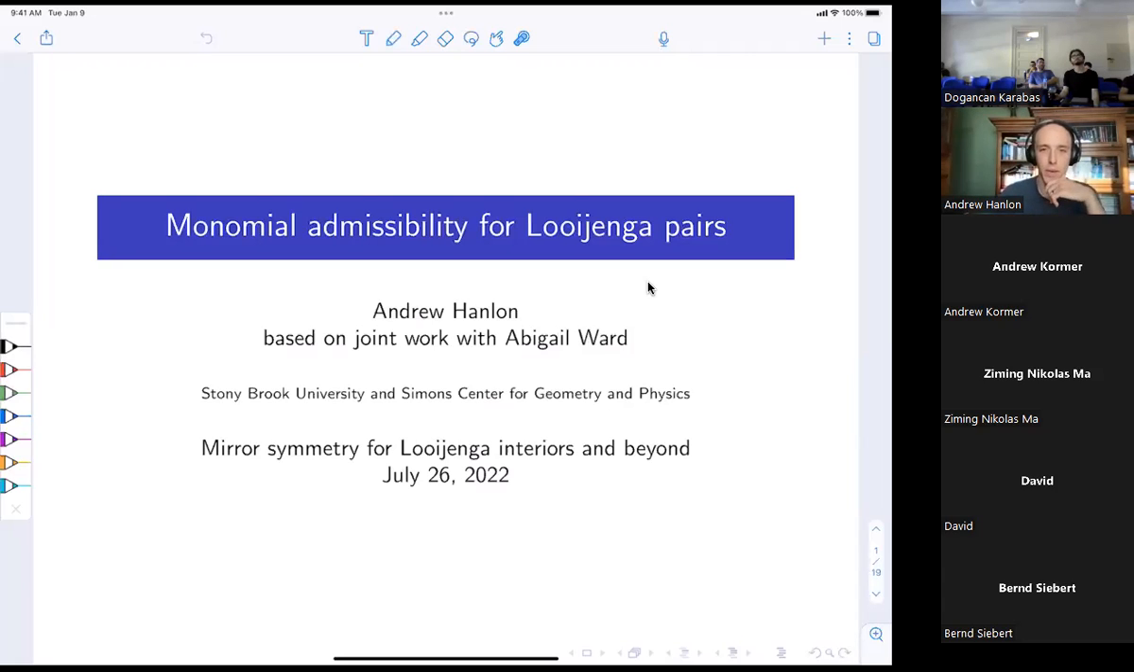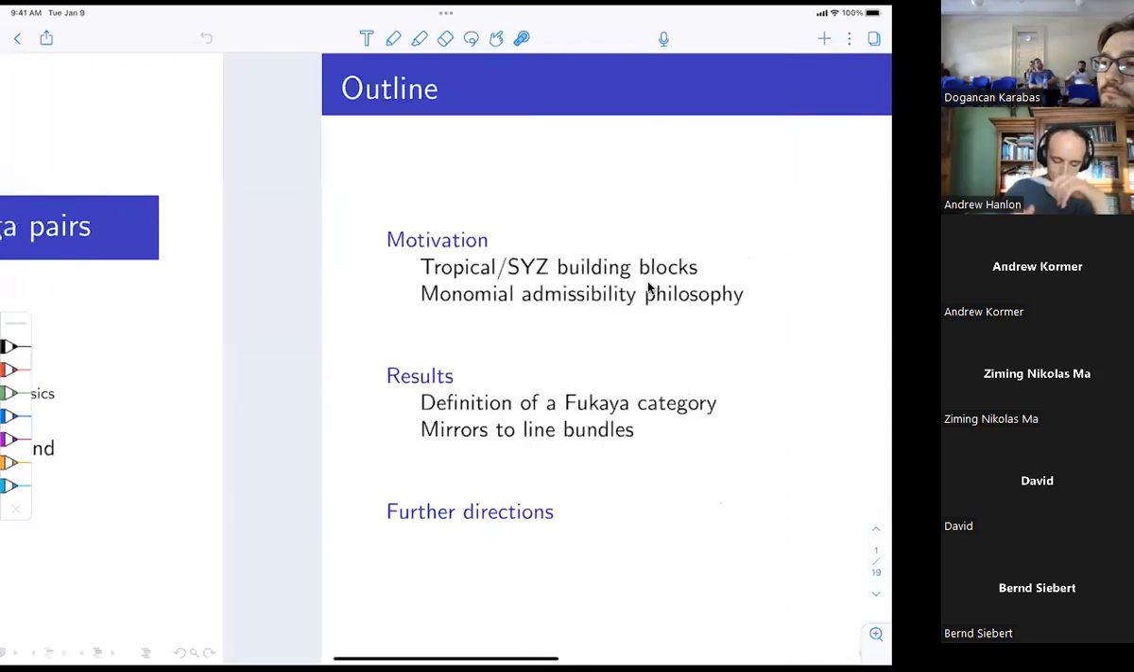So I'm going to talk about this monomial admissibility story for Looijenga pairs. This is joint work with Abby Ward that we've been promising to finish for quite some time, but it should appear. Okay, so let's get to it then.